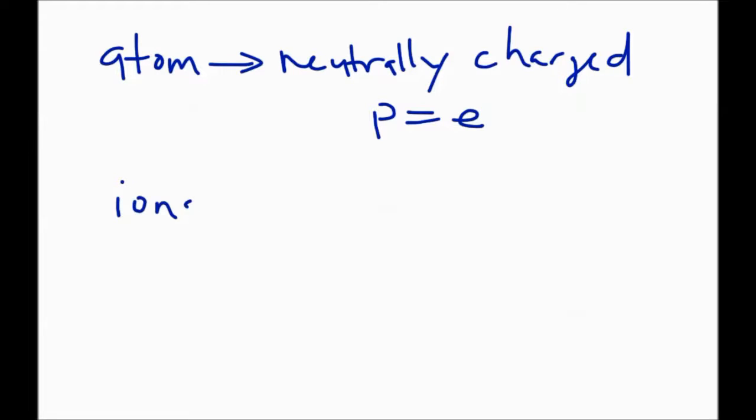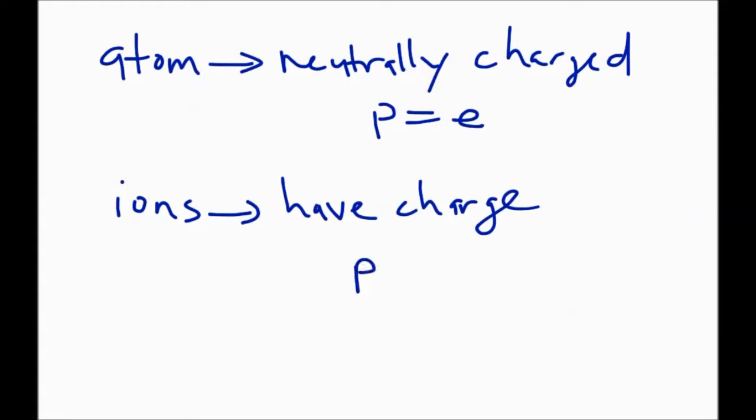Whereas ions will always have some sort of a charge, whether it's a positive or a negative charge. And this is because the number of protons will not equal the number of electrons. So either you'll have more electrons than protons or less electrons than protons.